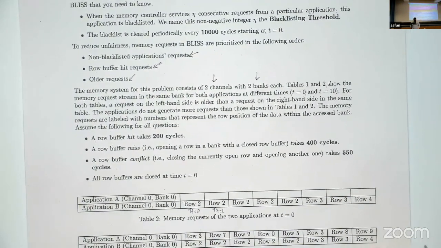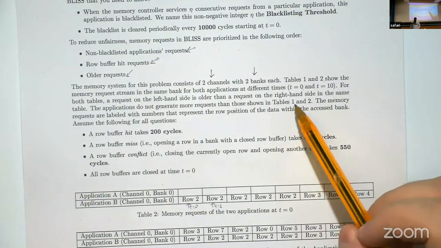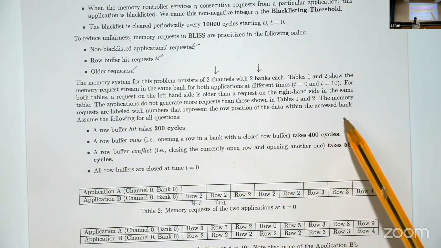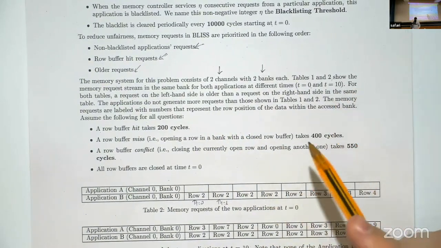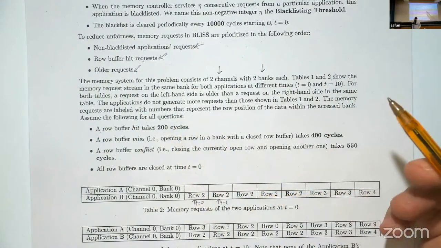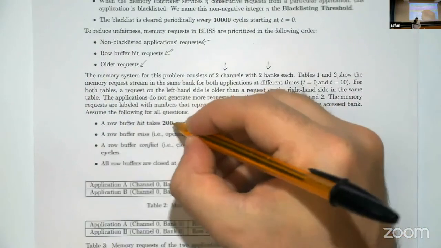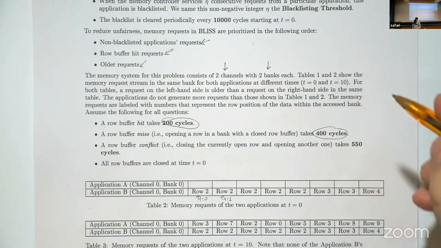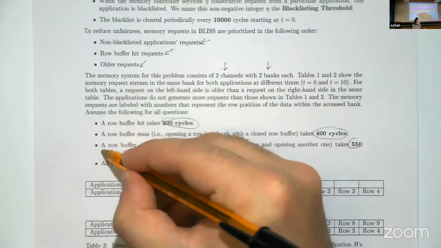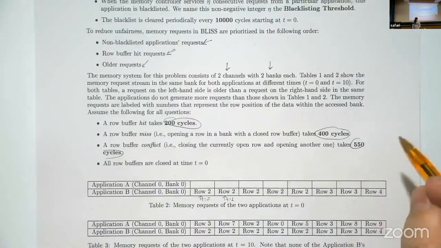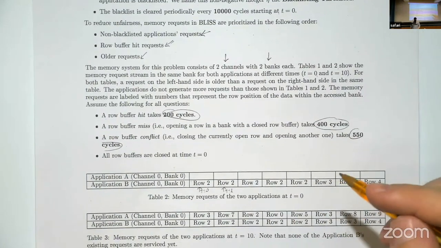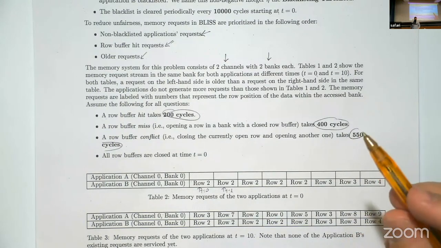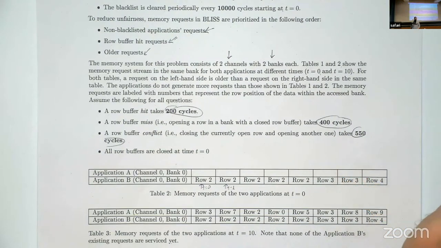The applications do not generate more requests than those in tables 1 and 2, and the memory requests are labeled with numbers that represent the row position of the data within the accessed bank. And you can assume the following for all questions. A row buffer hit takes 200 cycles, a row buffer miss takes 400 cycles, and a row buffer conflict takes 550 cycles. And all row buffers are closed at t equals 0. So what do we need to do if all row buffers are closed at t equals 0? We first need to activate, which means we have a miss, right?